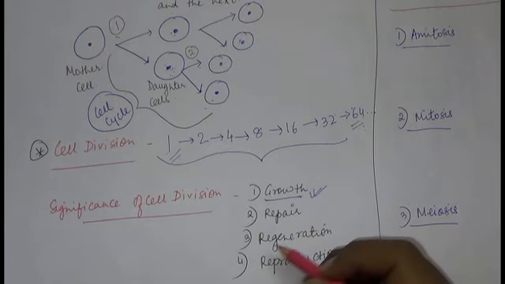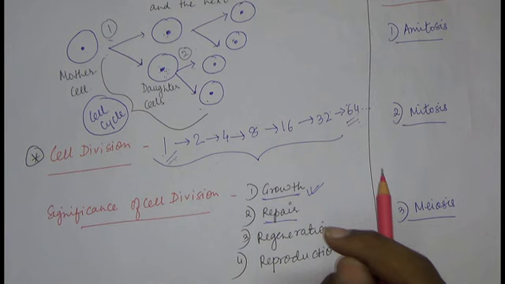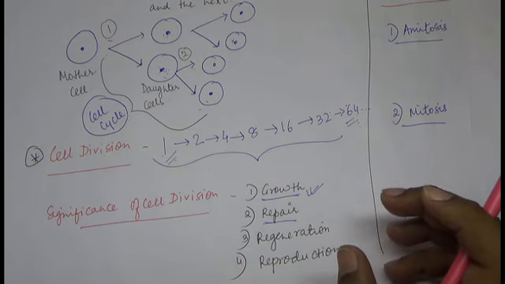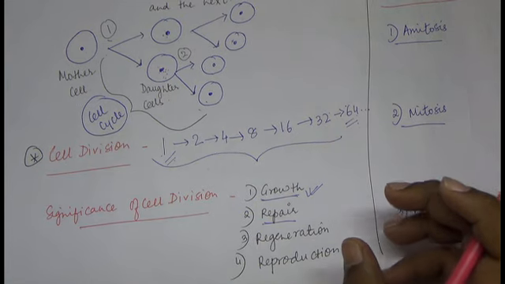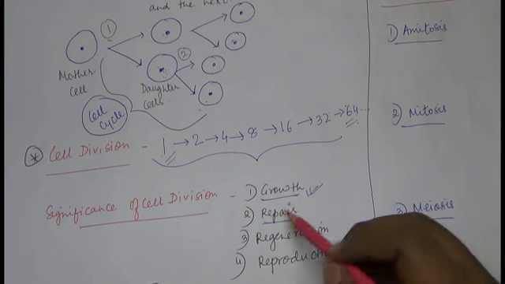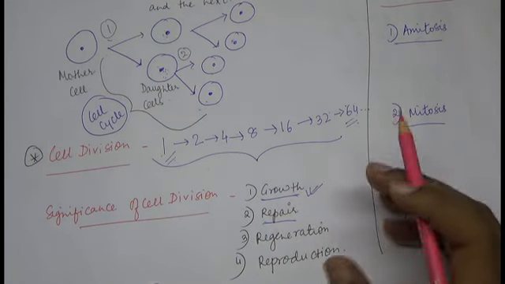Okay, we come to this word called repair. What do you mean by the term repair? Like I said, if say you have a cut and you want to heal it, so what happens? Your body does it automatically, and the skin which was cut is now repaired. This happens due to, again, rapid cell division at the area of the cut.